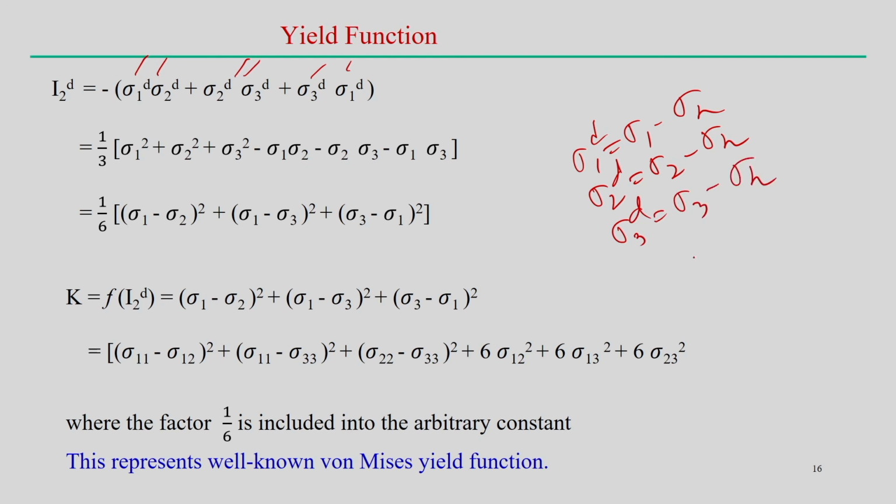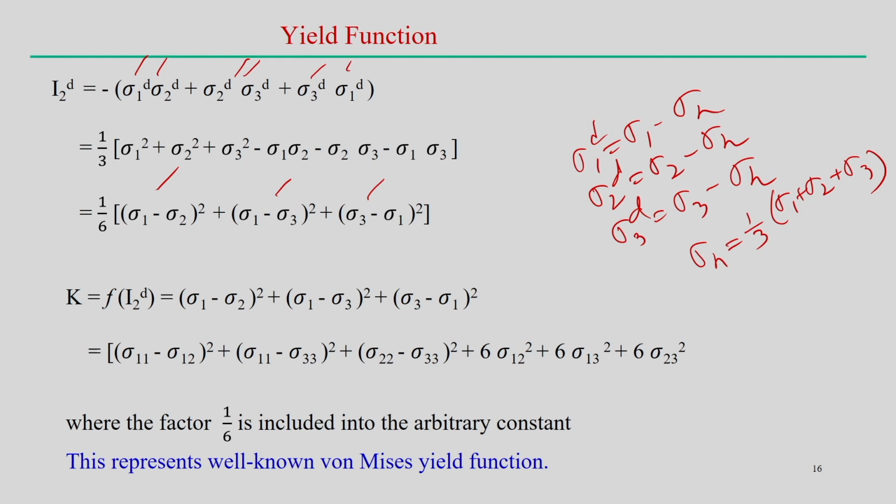If we put all these values, replacing sigma h equal to 1/3 of sigma 1 plus sigma 2 plus sigma 3, then in terms of the principal stresses, I2d can be expressed in this particular form: 1/6, common to all, of sigma 1 minus sigma 2 square, sigma 2 minus sigma 3 square and sigma 3 minus sigma 1 square. Therefore, k can be represented in this form if we ignore this constant term, because the constant depends on the particular condition.